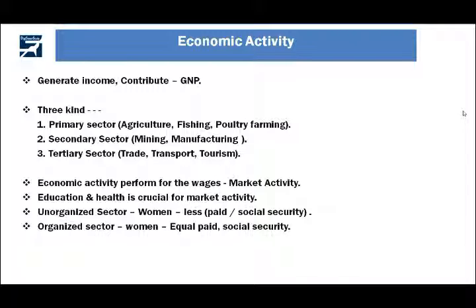are not paid. Education and skills are the most crucial factor in earning from any market activity. That means without education and skill, no one can earn much money through market activity. In the unorganized sector, women are paid less compared to men, and they also don't get social security and services like maternity relief, child care and others. But in the organized sector, women are paid equally compared to men and also get all the social security and services.